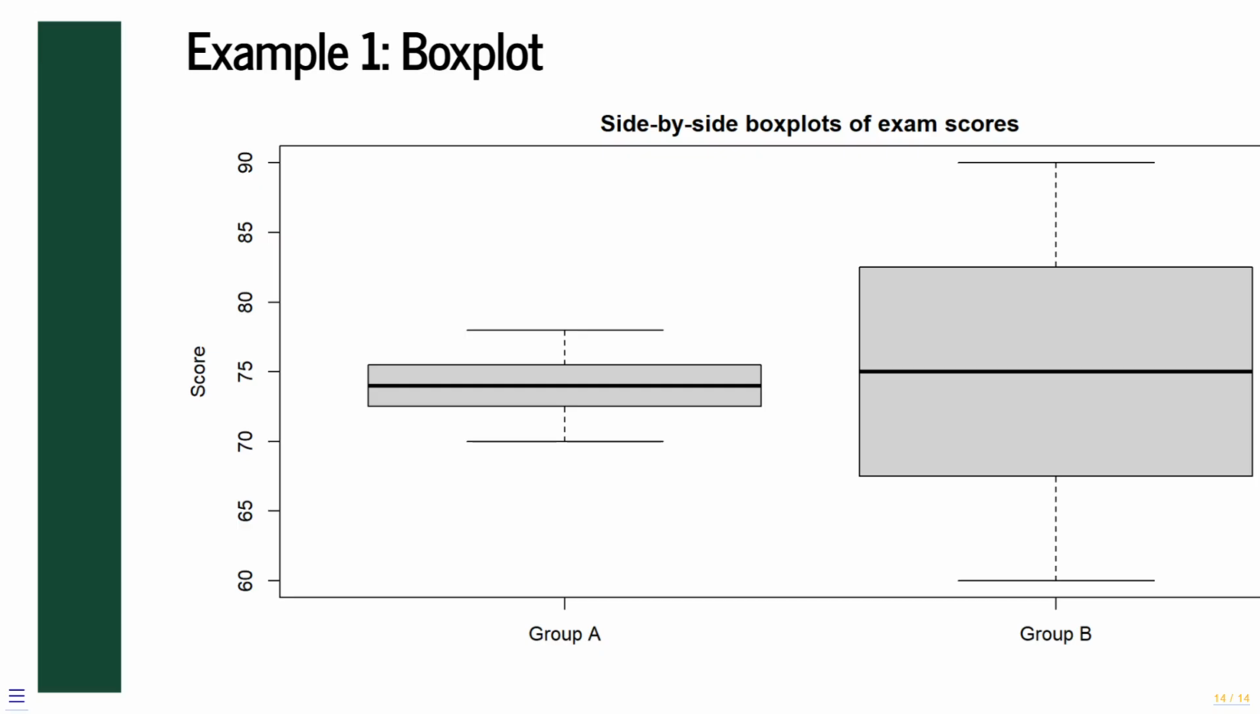Yet, despite that difference in variability, the centers are similar. Group B's median is 75 and Group A's median is 74. So a side-by-side box plot comparison communicates a key insight very quickly. Similar typical performance, but very different consistency. That's one of the major reasons box plots are so valuable. They help us see not only where the data are centered, but also how spread out they are, whether there may be skewness, and whether extreme values exist that deserve attention.